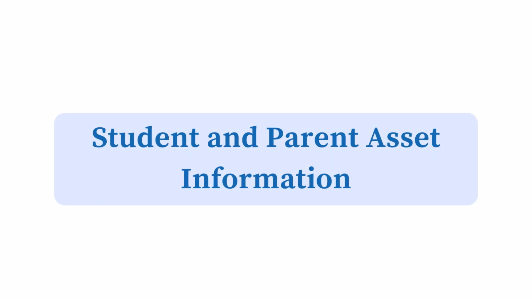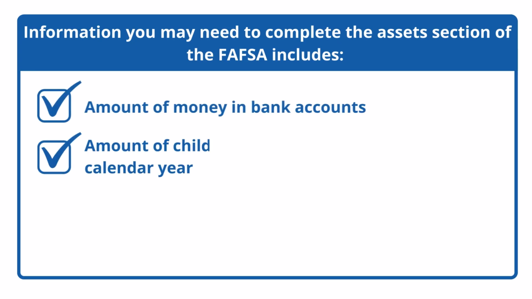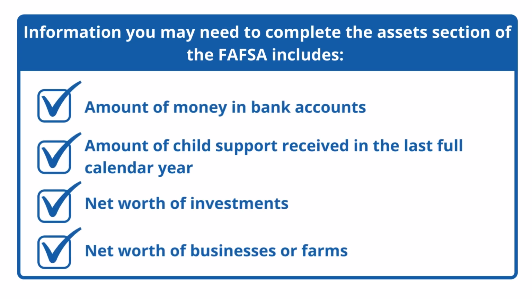The FAFSA will also require information about assets for you and your parents. Some information to have on hand when you are filling out the FAFSA include amount of money currently in bank accounts, like checking and savings accounts, the amount of child support received in the last complete calendar year, the net worth of current investments like stocks, bonds, and rental property, and the net worth of any businesses or farms.